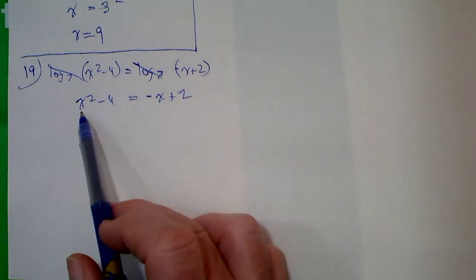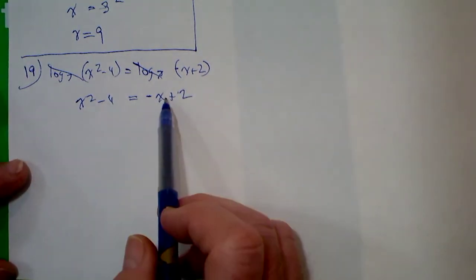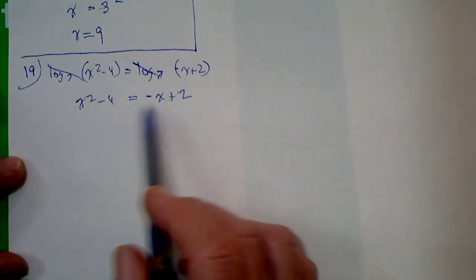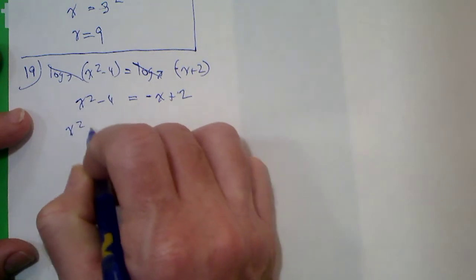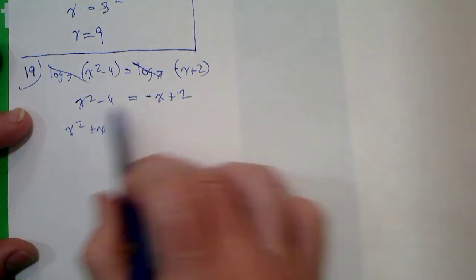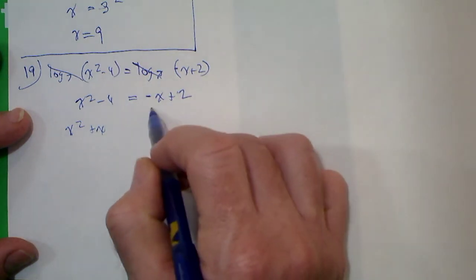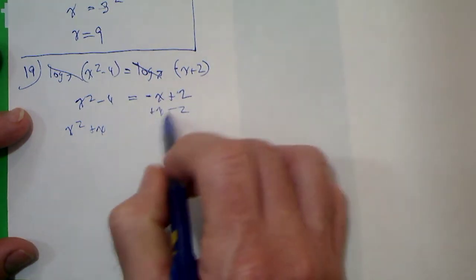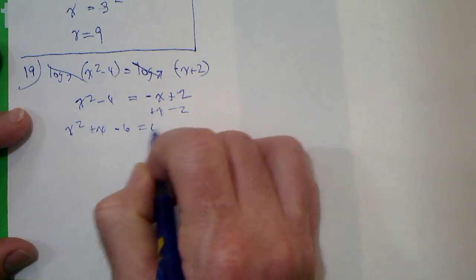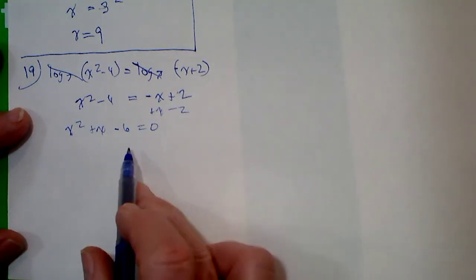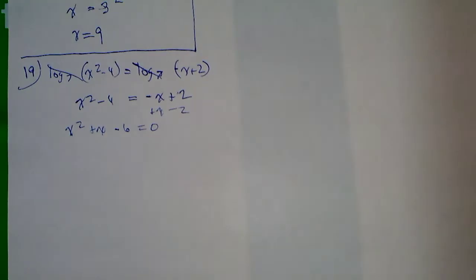Well, you have a square. There's nothing that's going to cancel it. So you have an x squared and an x to the first. You're going to make that a quadratic equation. So you add x to both sides, x squared plus x, and negative 4, subtract 2, so that's minus 6 equals 0. Now you have a quadratic equation. You have to factor that, see what the two solutions are, and then check whether both solutions work.